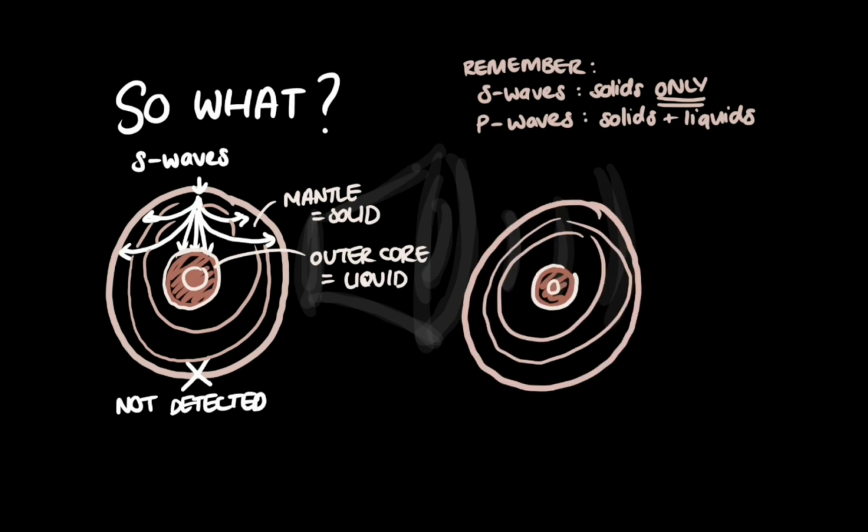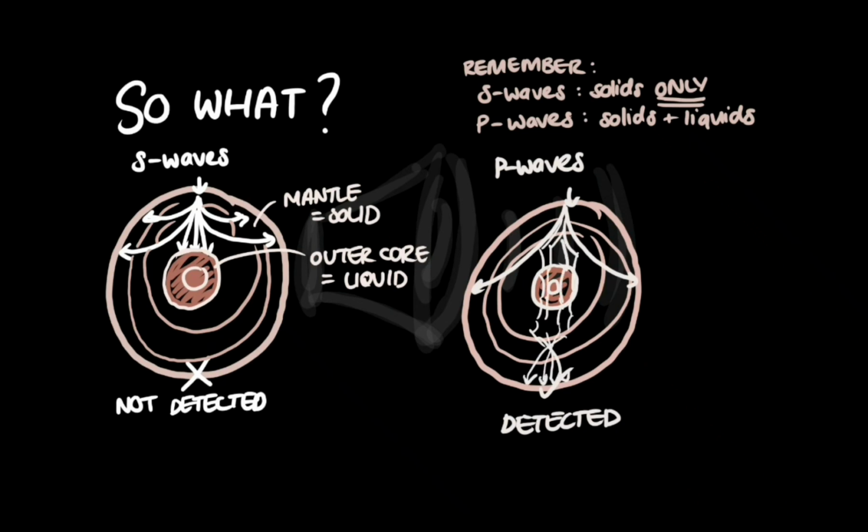With P waves, it's a bit of a weird distribution. But basically you get these shadow zones, which is where P waves are not detected, and using this we can work out that there's actually a solid inner core.